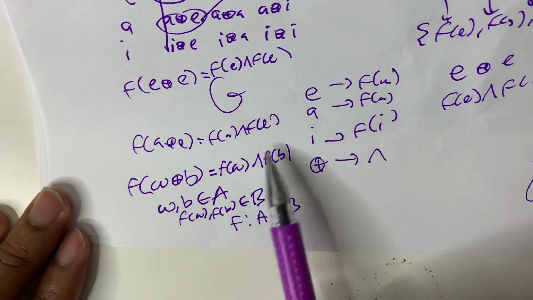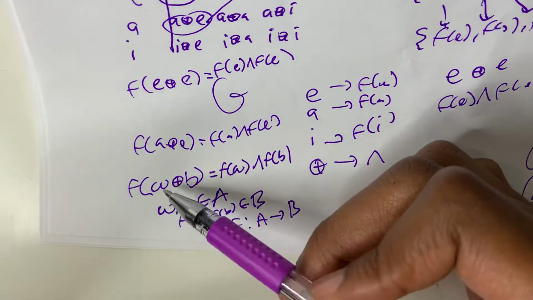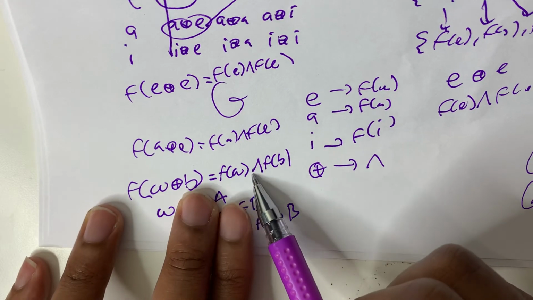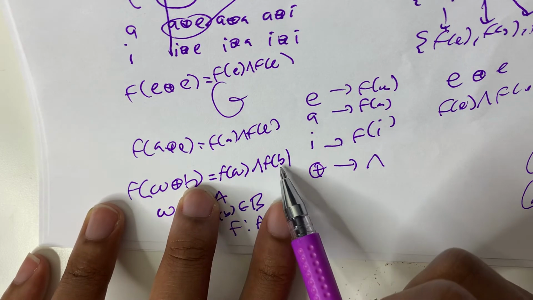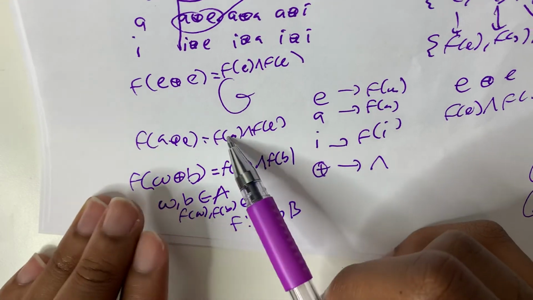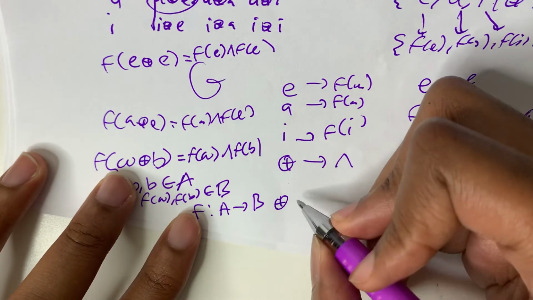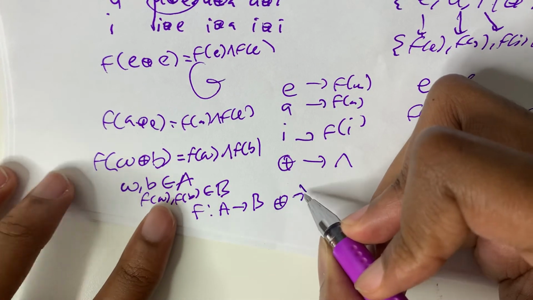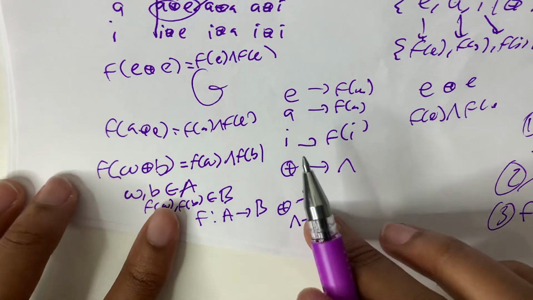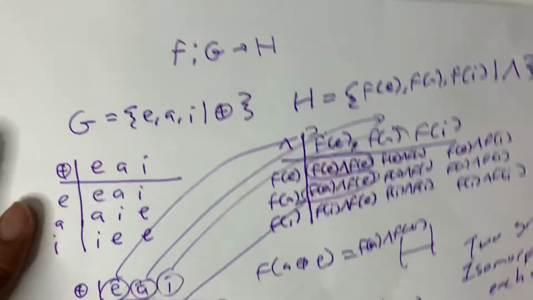This captures the idea that we want. If you have a function of two elements being operated together, and it gives us that function of each of their respective parts operated with each other, then that's an isomorphism. Where this plus symbol is the operation for A, and this is the operation for the group B. And if a function does this, we call this function an isomorphism. So I hope that made sense.